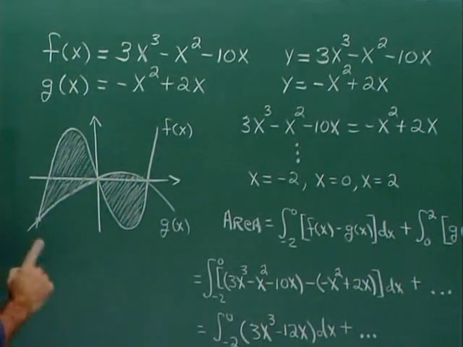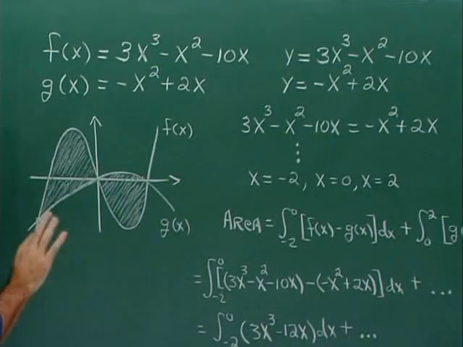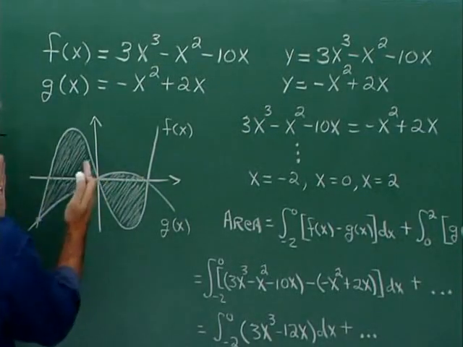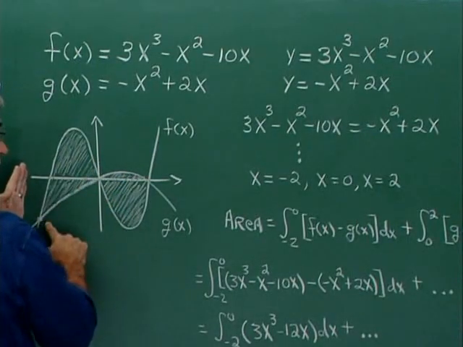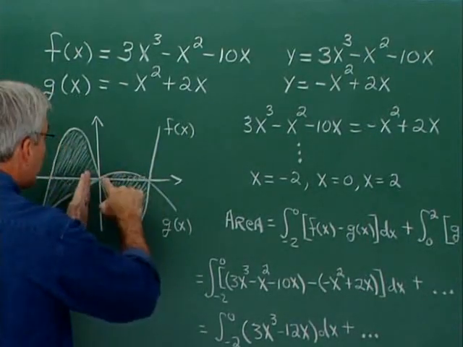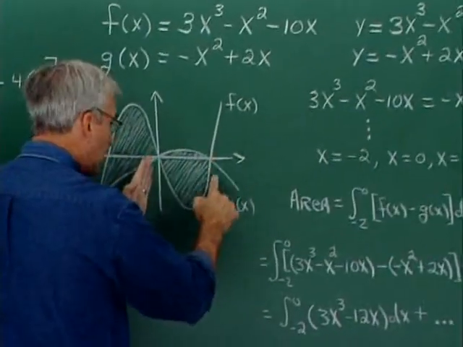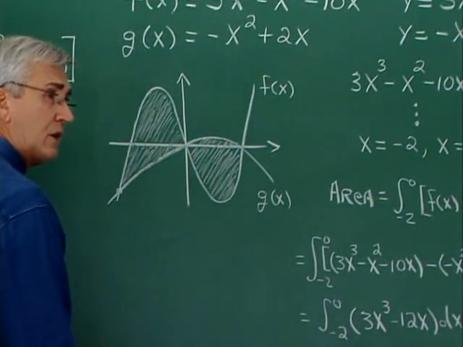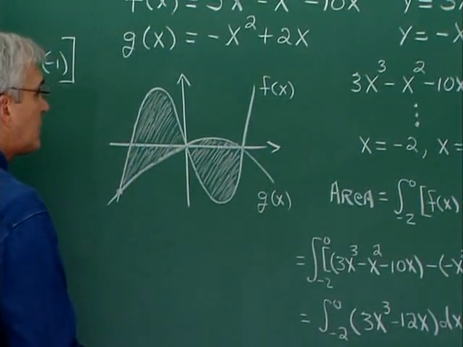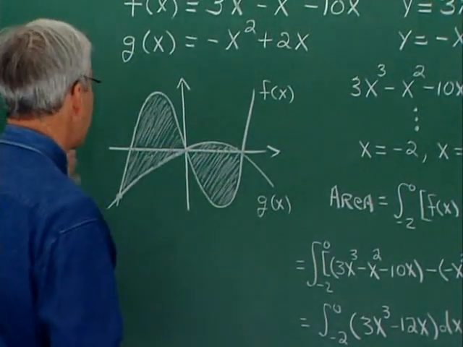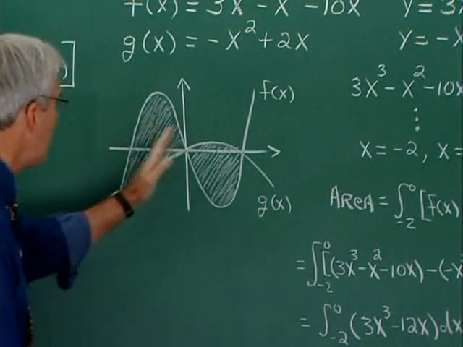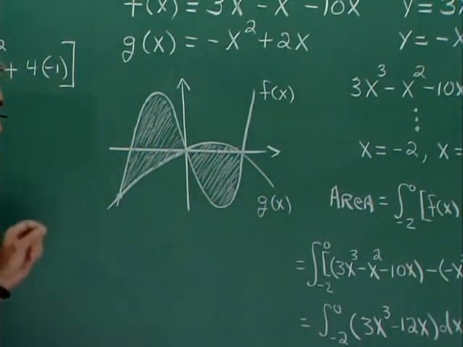So we need not only those points of intersection, but we need to be careful that in this interval, the upper function is the f function, the lower function is g. But in this interval, the upper function is the g function, and the lower function is the f function. So we have to take that into consideration as we go through the problem. So let's just kind of hit the high points here. Our first order of business, if we're not given those intersection points, is to find them.